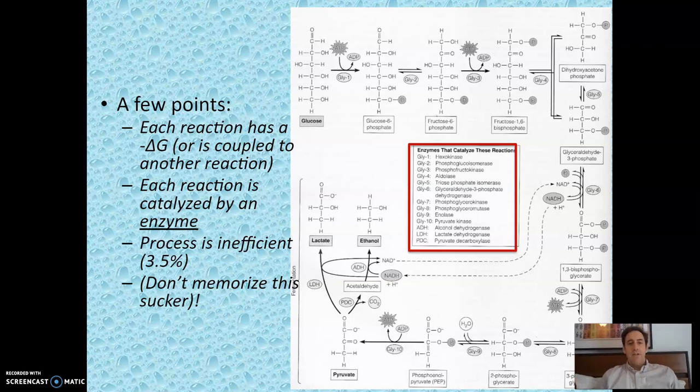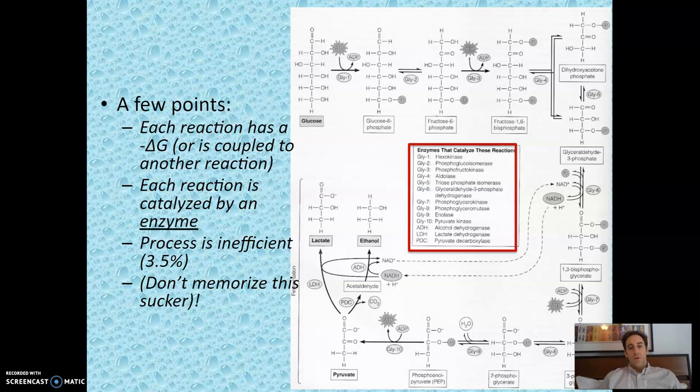Second, every reaction taking place has either a negative delta G, meaning it can occur spontaneously, or is going to be coupled to another reaction with a negative delta G. In other words, we still need to follow those rules of thermodynamics. We have to make sure that the reactions can occur. So it's either got a negative delta G to begin with, or it's coupled to a reaction with a negative delta G. Third point, each reaction is catalyzed by an enzyme.